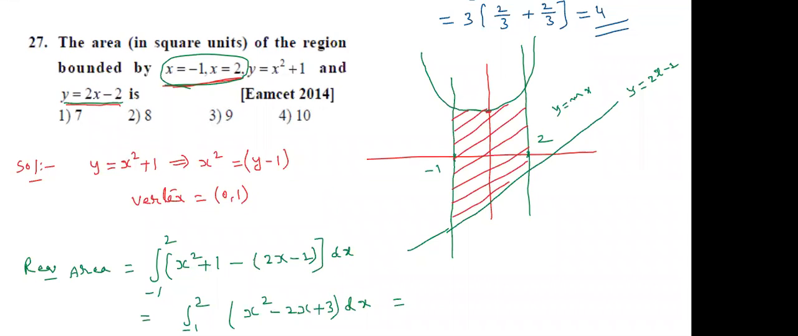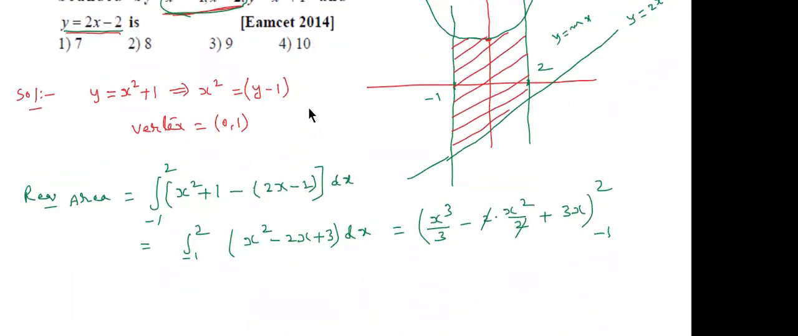Now apply the integration. You will get x cube by 3 minus 2 into x square by 2 plus 3x, limits minus 1 to 2. Here 2 cancels. First substitute the upper limit. What we get? 2 cube, 8 by 3, minus 4 plus 6. This is the upper limit. Minus the lower limit: minus 1 by 3 minus 1 minus 3.